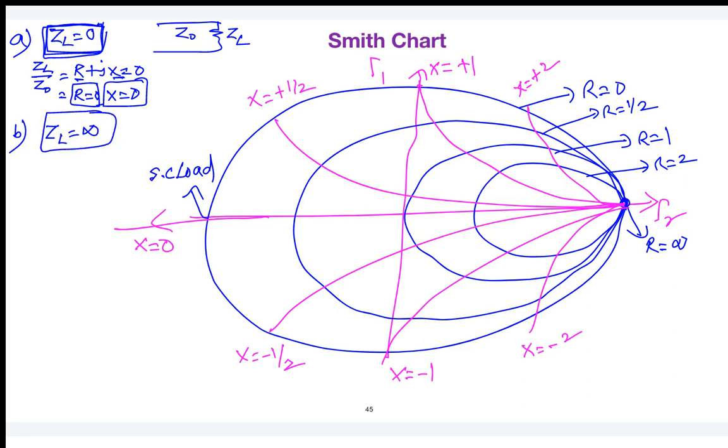So next thing, ZL equal to infinity. ZL equal to infinity means it's an open circuit. You can say your R will be infinity and X will be equal to infinity. So where R equal to infinity and X equal to infinity are getting intersected, I already told you, this is the same point where your resistance is also infinity and X is also infinity. So I can say this point is said to be the open circuit load.